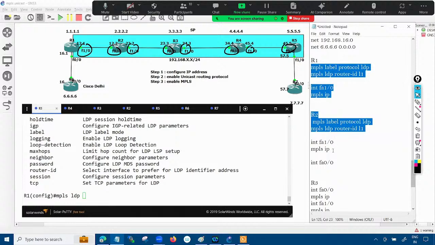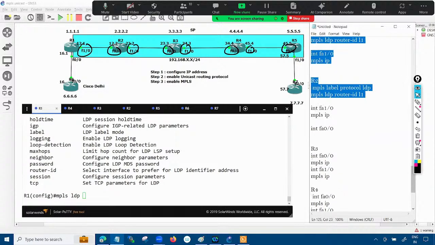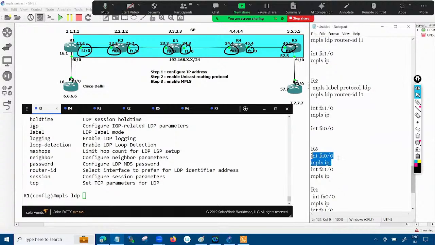If I put the command MPLS IP on R3 interface 0/0, automatically this interface becomes part of LDP, because LDP is enabled by default once you enable the MPLS IP command. Automatically it will select the router ID, the LDP ID, which is the highest interface IP address of the loopback. If you don't have a loopback, then it will go with the physical interface. So now all done.